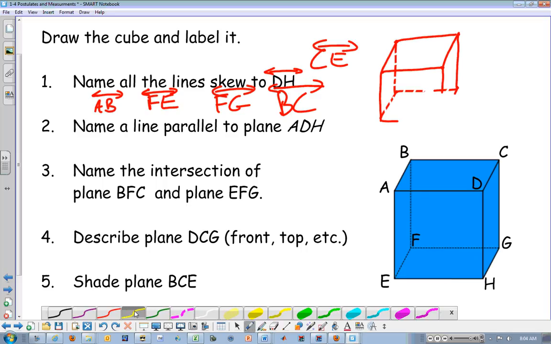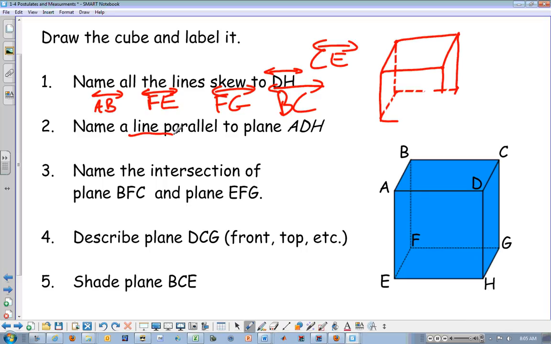I'm sorry, say it again? BCG. That would be a good plane that's parallel. But we're going for a line. So let's just pick two of those letters. BC. So BC is a line that never crosses the plane that's in the front.